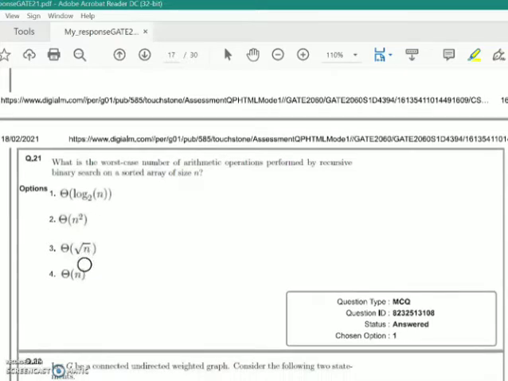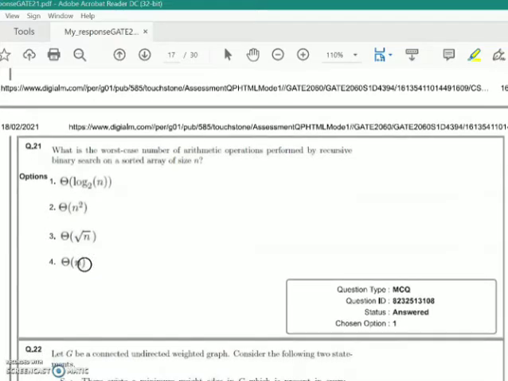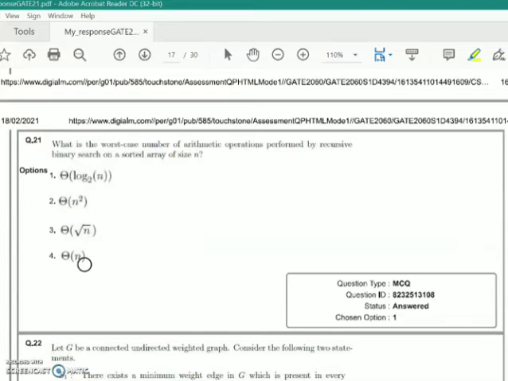Question number 21. The worst case arithmetic operations performed by the recursive binary search on a sorted array of size n is big O of log n, and it is theta of log 2 of n.